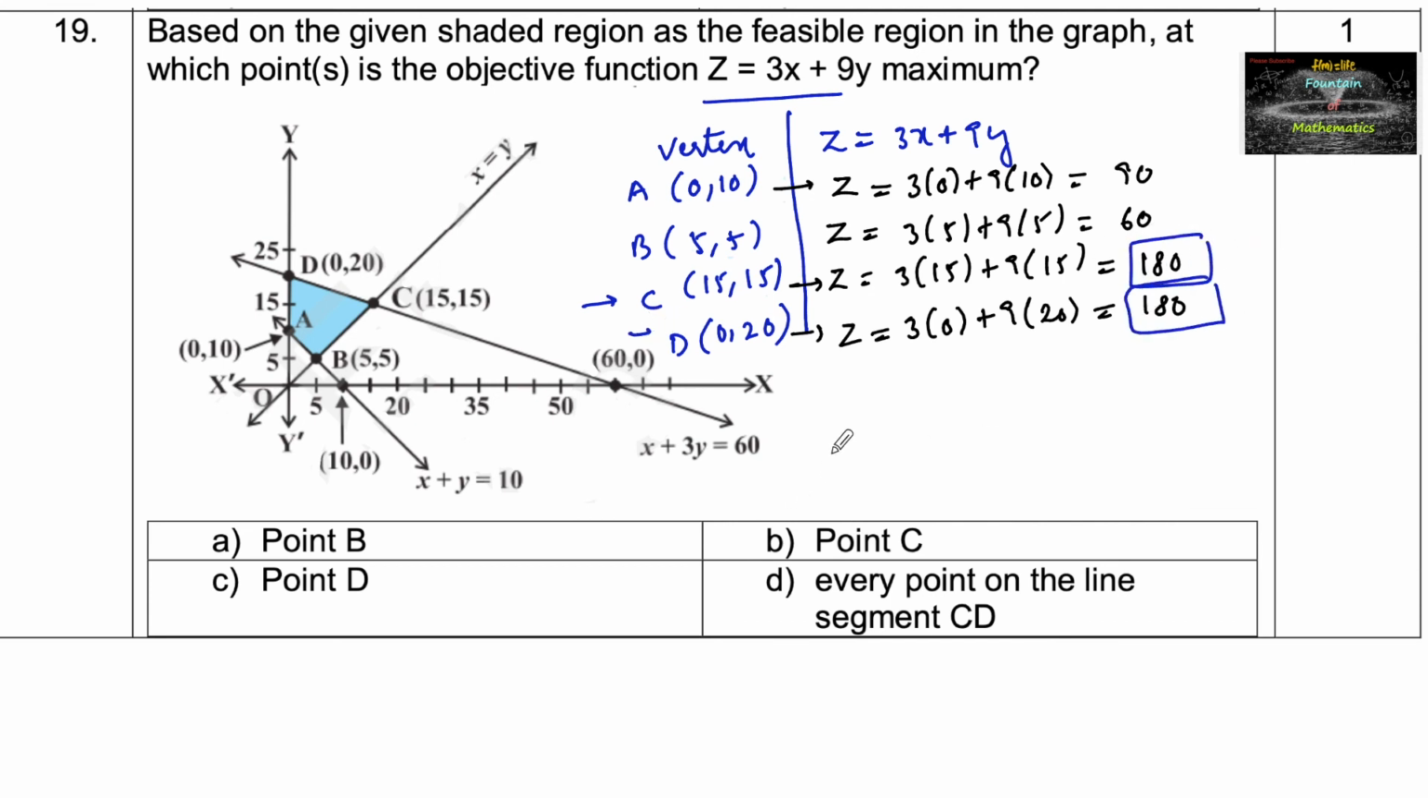And also we can observe the line segment joining CD. Here you can see the line segment joining CD, you take any point, even the point (60, 0) on the line segment, if I substitute 3 into 60 plus 9 into 0, we are getting 180. It means on the line segment you are getting the same maximum value, 180. So we can go with the option, every point on the line segment CD will be the answer.